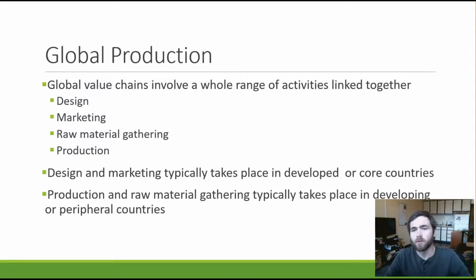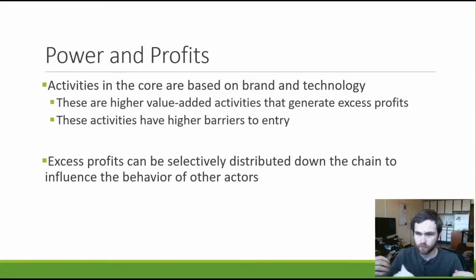But before we get into the power of it, global value chains involve linking together a bunch of activities, right? So the design of products, the marketing of products, these are things that typically happen in, say, the core countries, while raw material gathering and actual production often take place in more peripheral countries with peripheral firms. It's important to note that design and marketing are higher margin activities than raw material gathering or production, generally speaking, right? So activities in the core generate higher rates of profit.